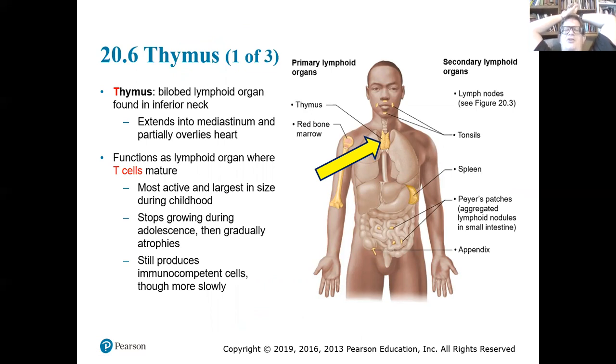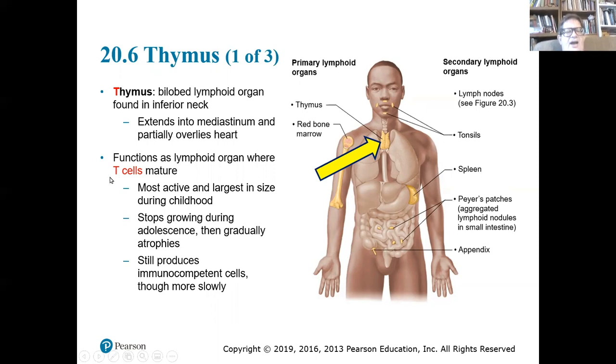It'll get smaller over time as you grow, as you mature, but it functions as a lymphoid organ where T cells grow up, T cells mature. That's why T cell, thymus works really well. A nice mnemonic device. That's why I put the T in red and the T cells in red.